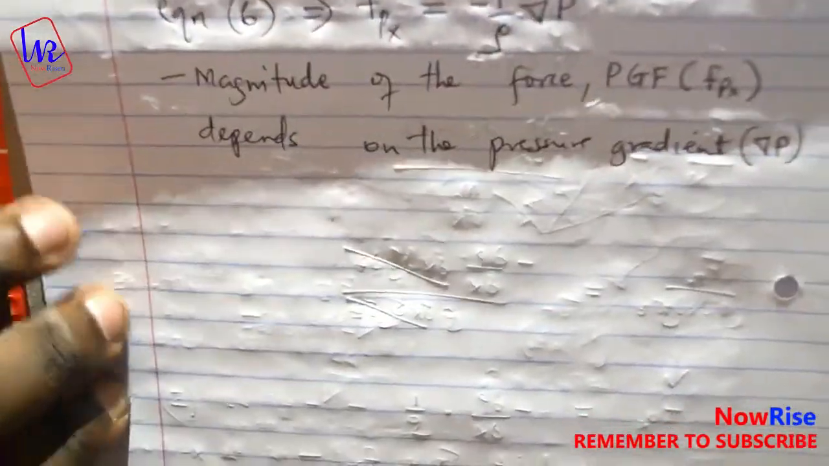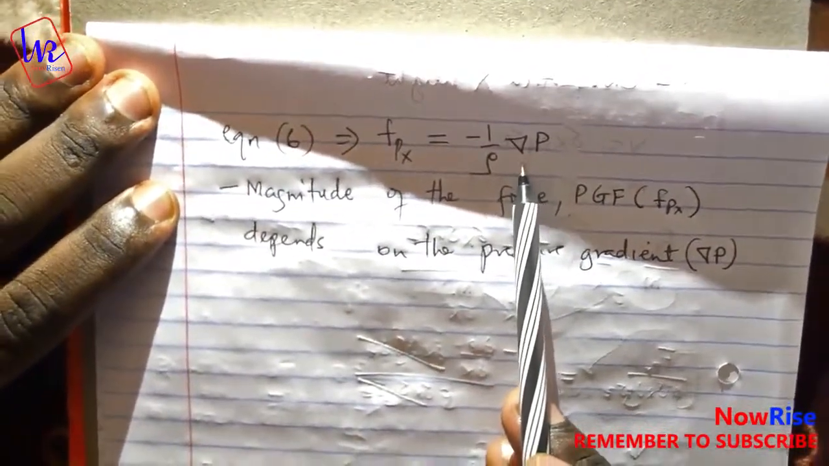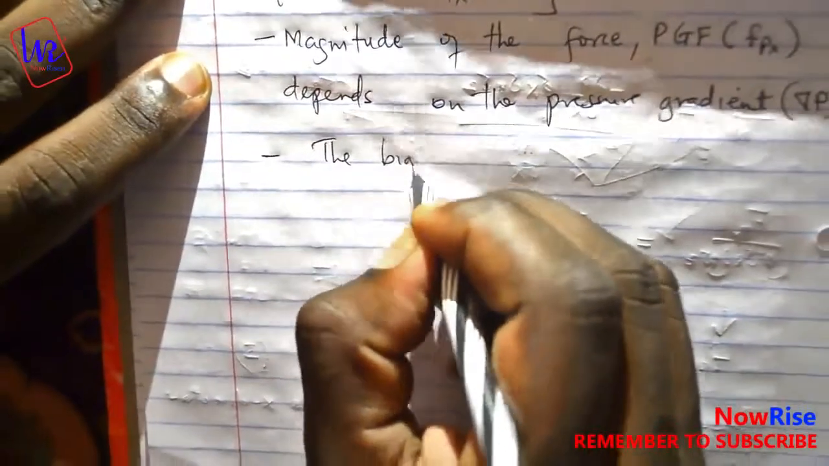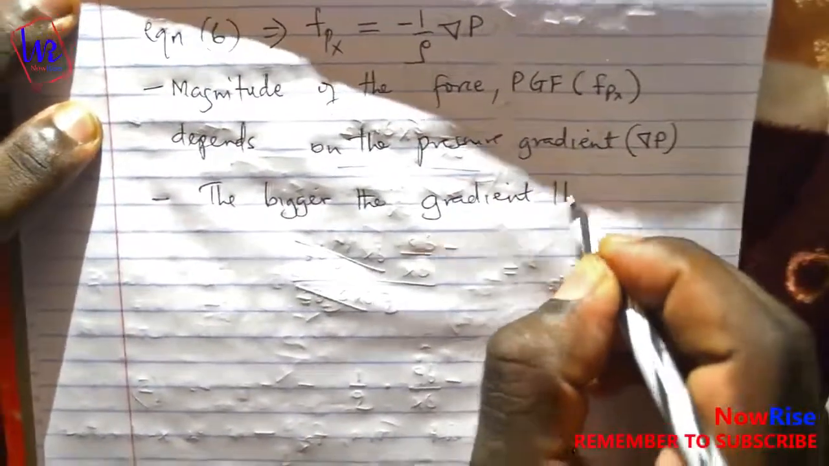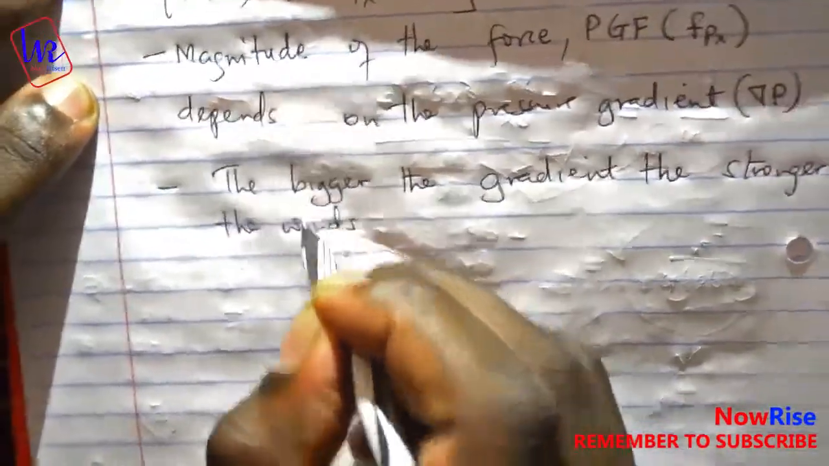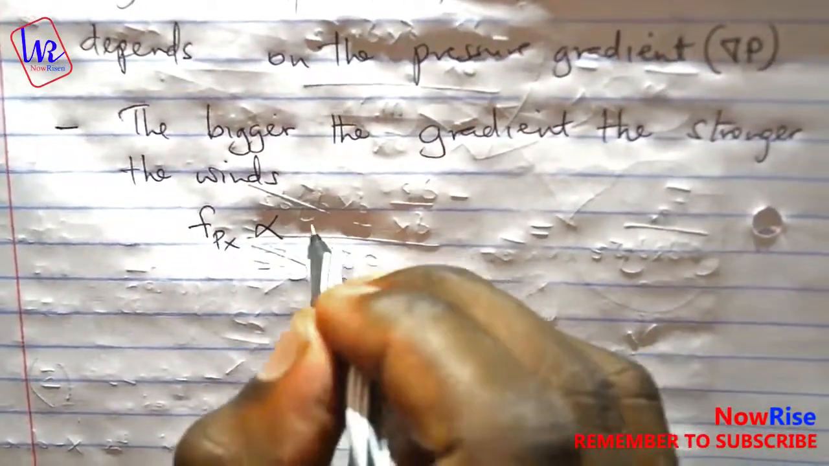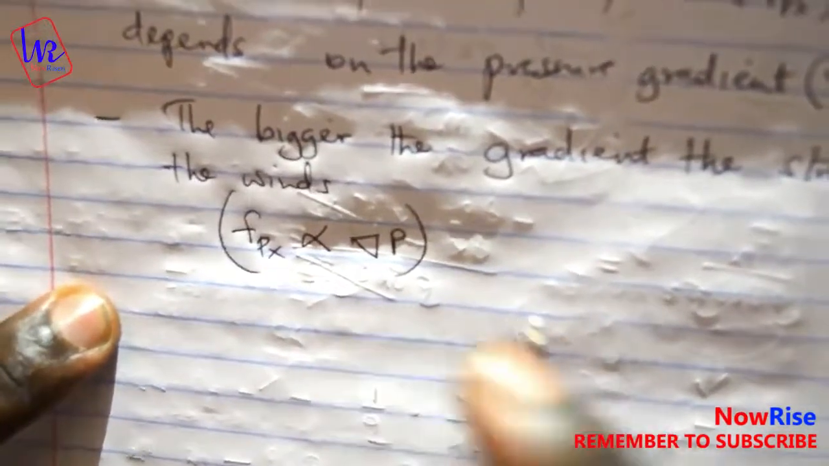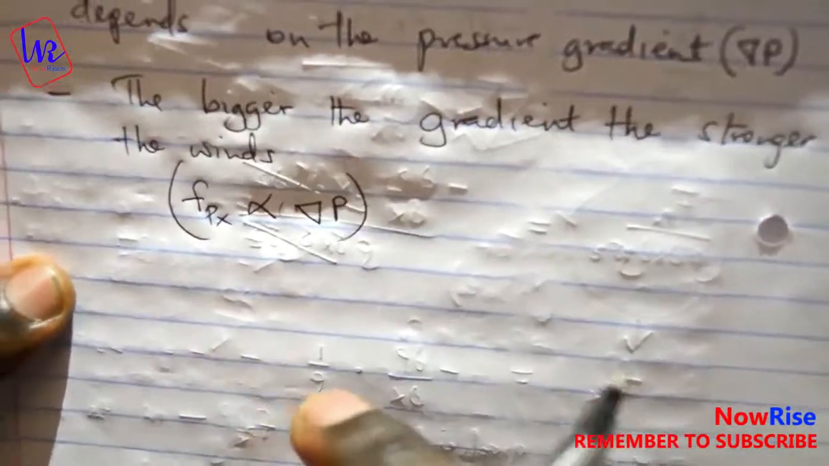And then we can look at the relationship between the pressure gradient force and the pressure gradient. We can say that the bigger the gradient, the stronger the winds. Why? Because from here we can say that our force is directly proportional to the pressure gradient. So an increase in change in pressure will lead to a corresponding increase in pressure gradient force.